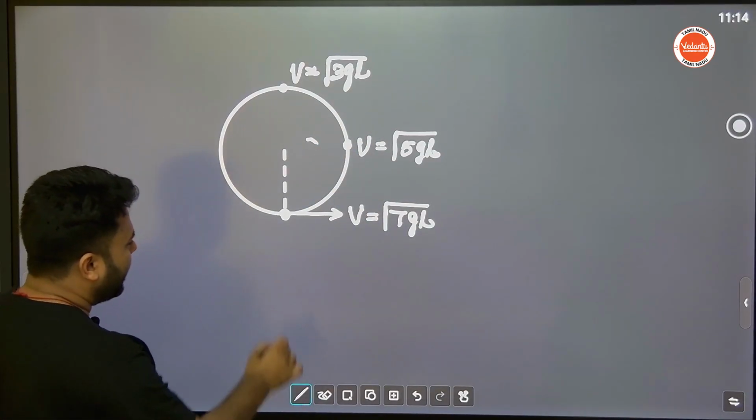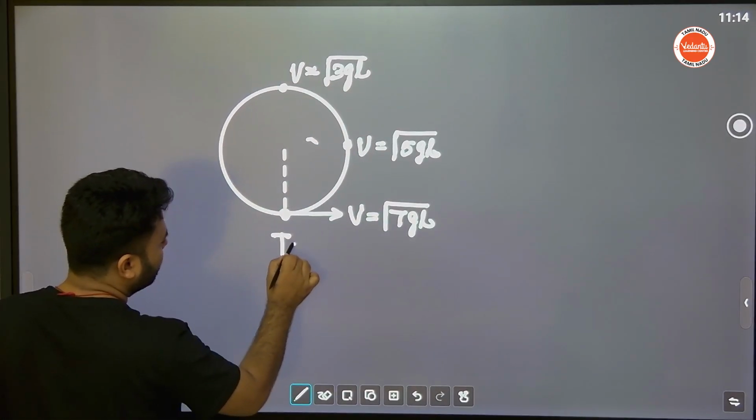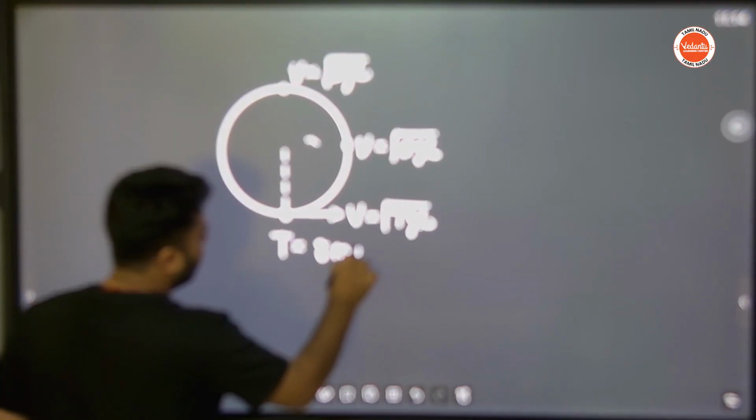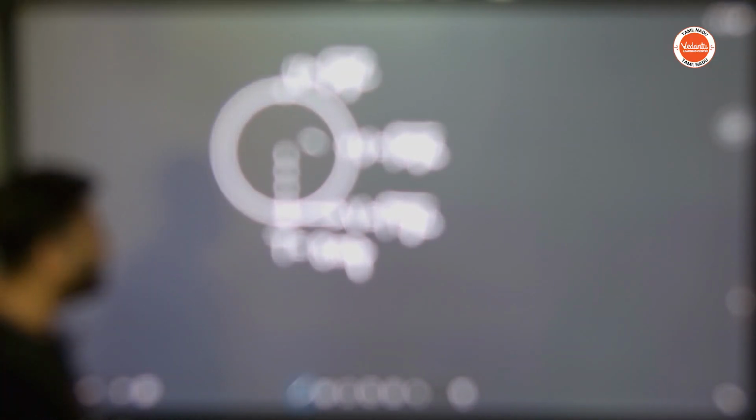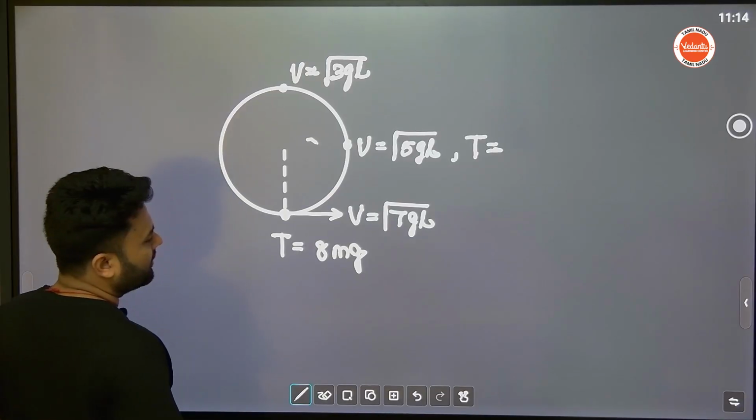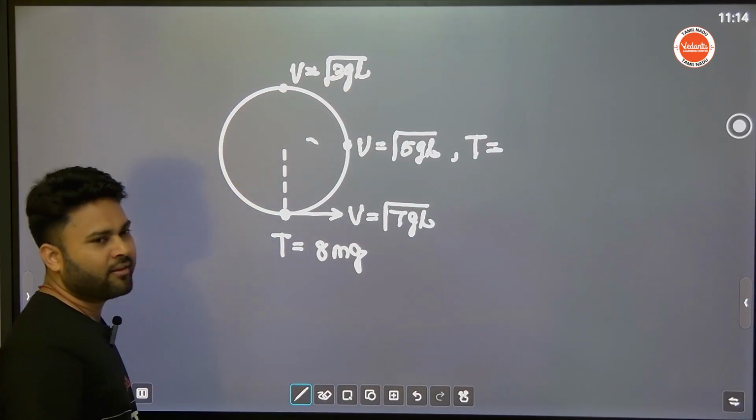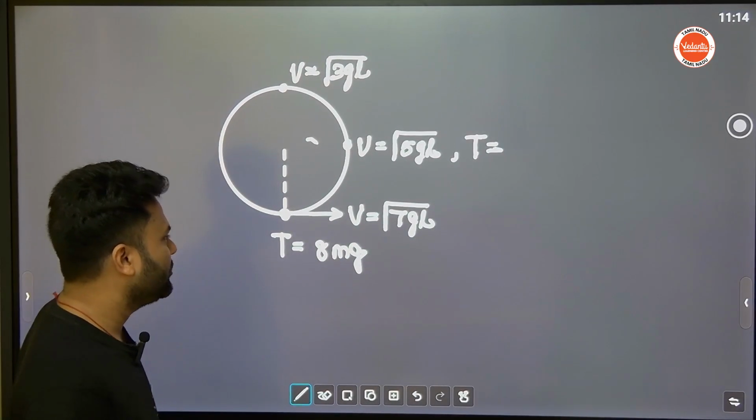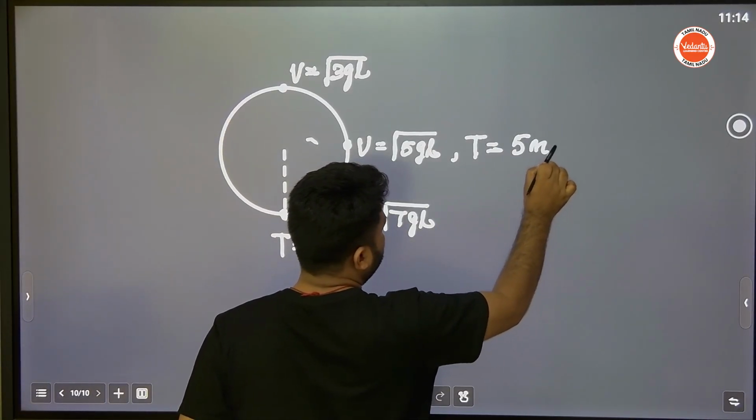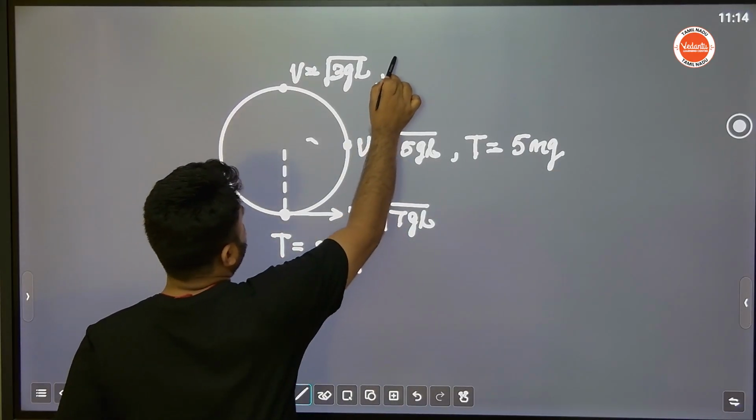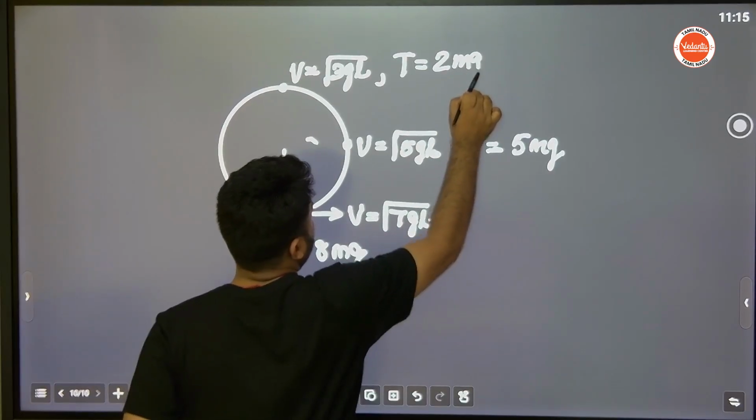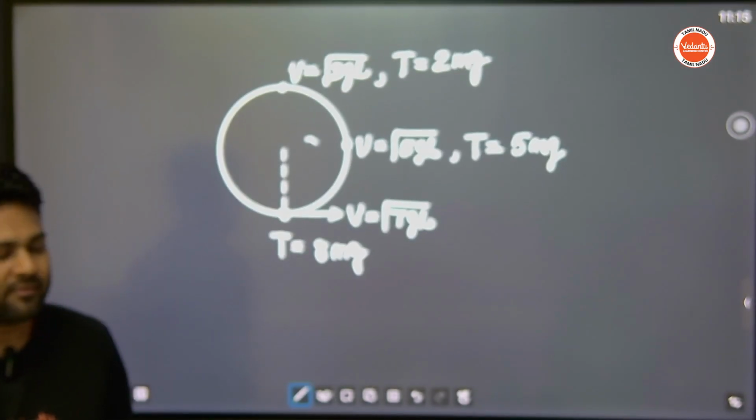Correct? If they ask what is the tension at the bottom, n is 7, n plus 1, 7 plus 1, 8 mg. Then what I told, you subtract 3 here, n plus 1 minus 3. So 7 plus 1, 8 minus 3, that is 5 mg. Here again you subtract 3, 5 mg minus 3, that is 2 mg. This is the short trick.